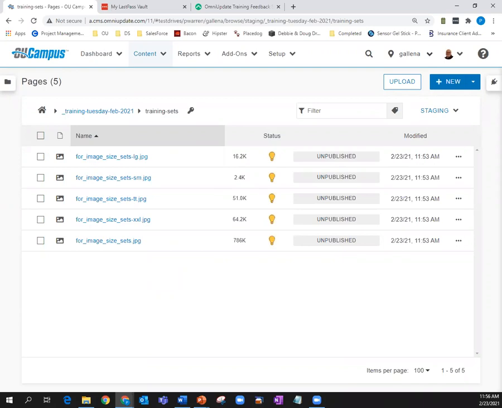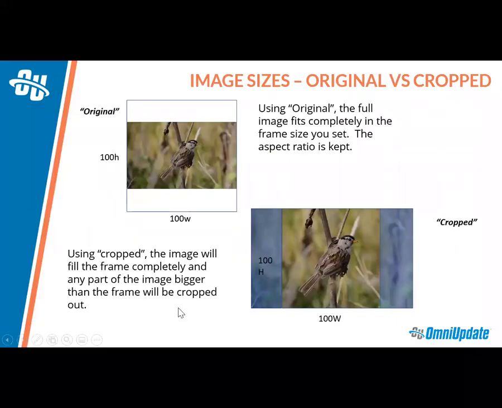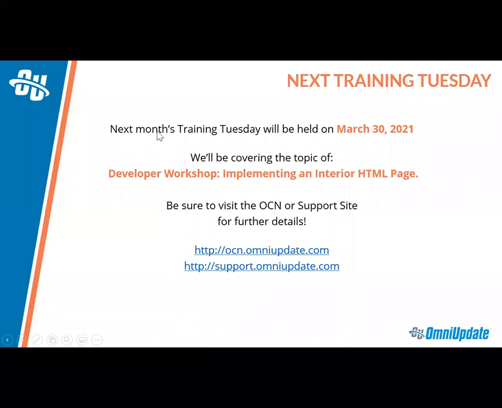If we go ahead and look into the future, let me go ahead and switch my slides here real quick. And we come in here. Our next Training Tuesday, thank you. Let me go ahead and use my script that I have here. Thank you everyone for attending this. Recorded presentation and PowerPoint slides will be available on the support site. As we have here, our next Training Tuesday will be held on Tuesday, March 30th. It's going to be more kind of based on what we've been doing as a developer workshop, and this one will be focusing on implementing an interior HTML page.